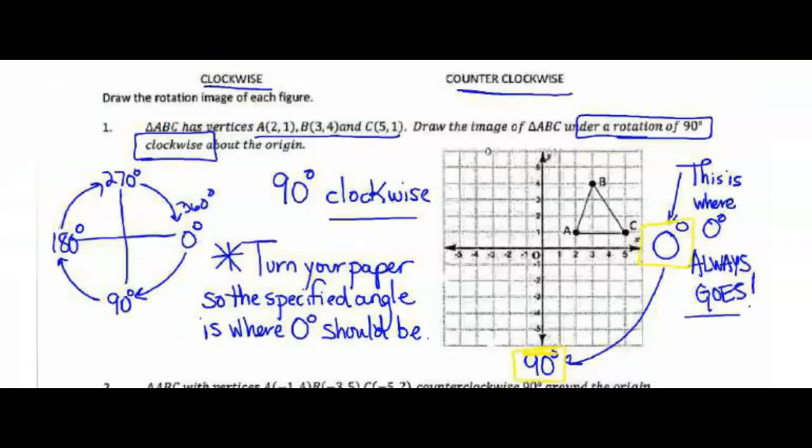Okay, so I figured out how to make the screen turn the paper. So I'm going to hit pause again, and when it comes back on, the paper is going to be turned. So the specified angle 90 is where the 0 should be. So see if you have your paper turned correctly. Alright, so this is where the 90 should be. The 90 should be to your right because this is where we always want 0 to be, to our right.